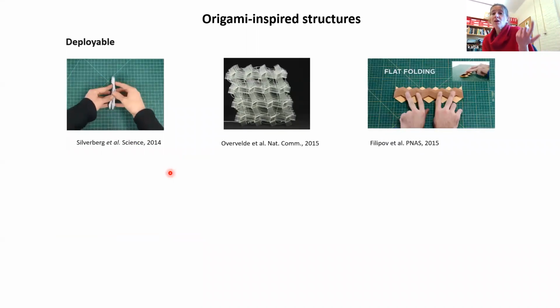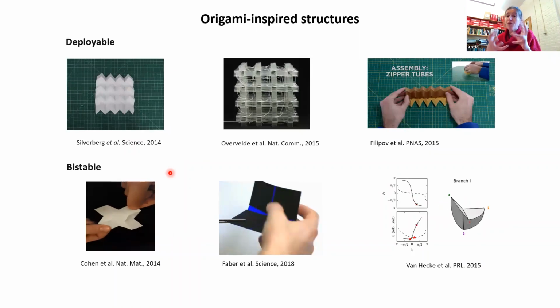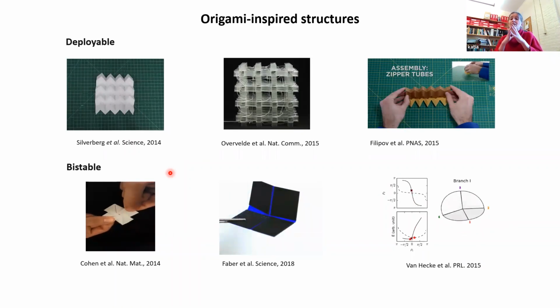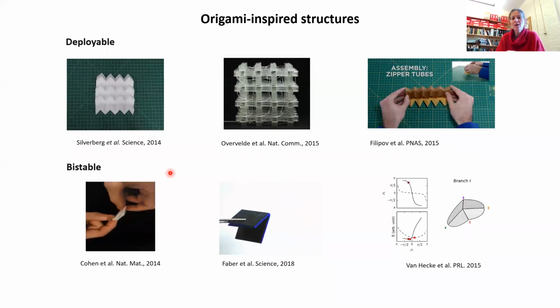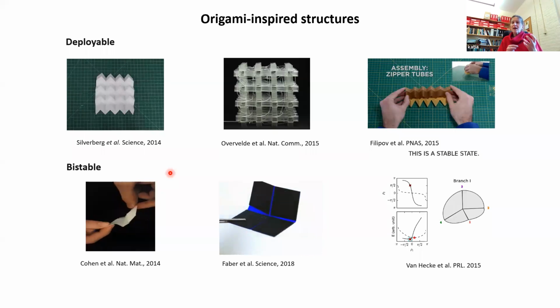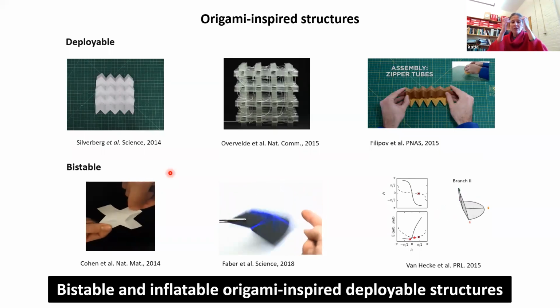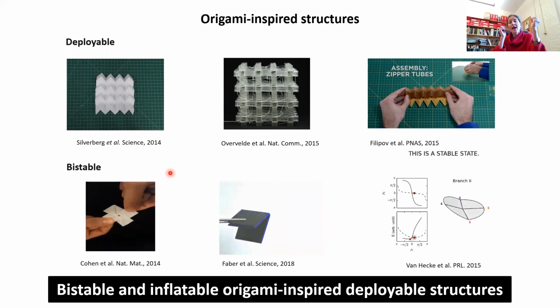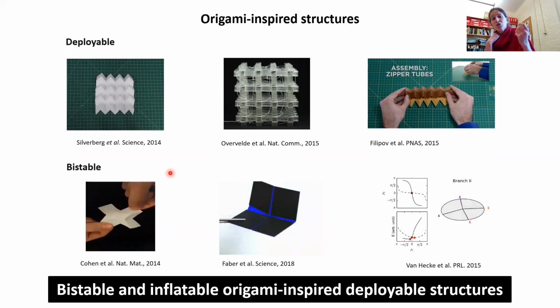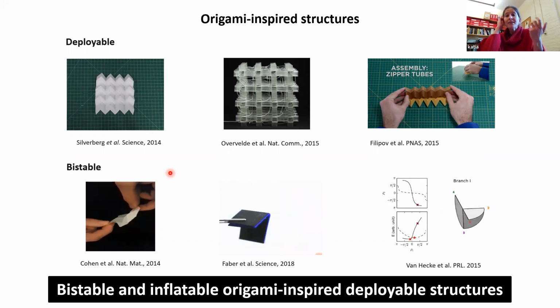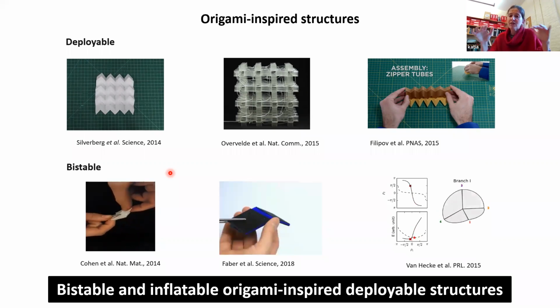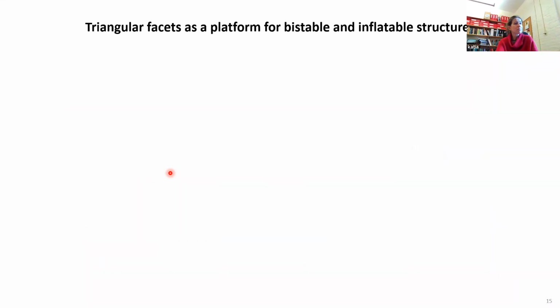And furthermore, it has also been shown that if you carefully design the origami pattern, you can make the structure multistable or bistable. And so our simple idea has been, can we combine these two concepts to realize bistable and inflatable origami? So can we design origami that are bistable and inflatable at the same time? The idea is we can use this as a platform for deployable structures.